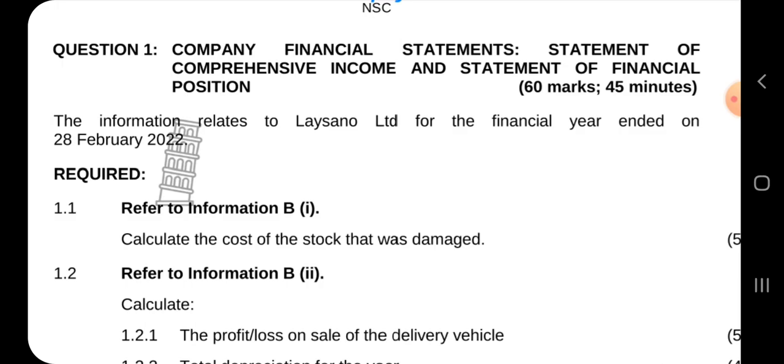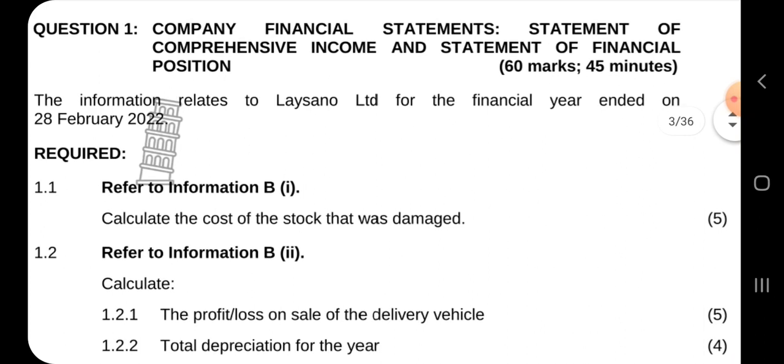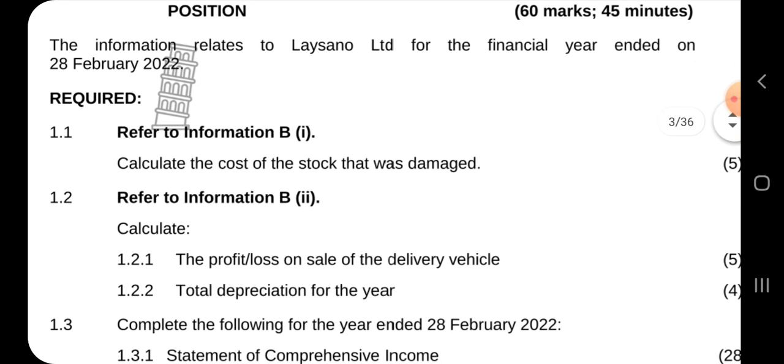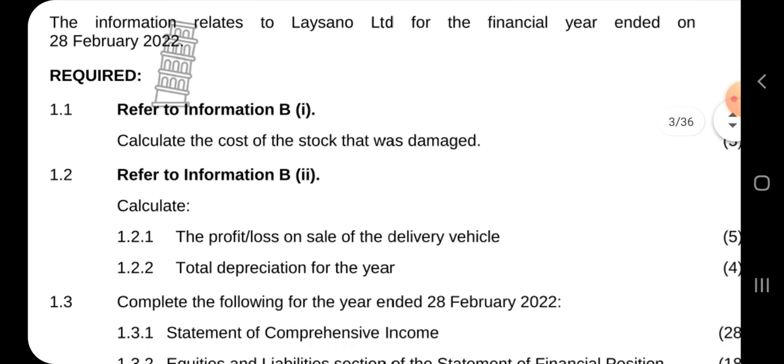Question 1, company financial statements: statement of comprehensive income and statement of financial position. It's 60 marks, 45 minutes. So there are a lot of marks to be gained from question 1. The information relates to Leisano Limited for the financial year ended on 28 February 2022.